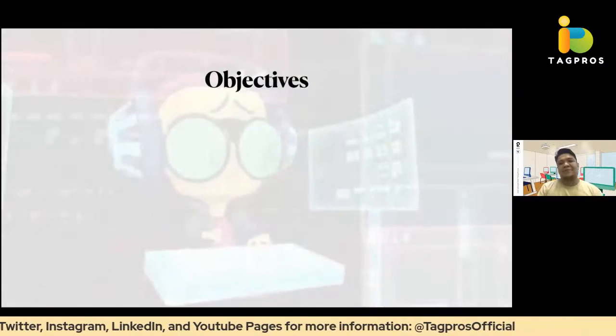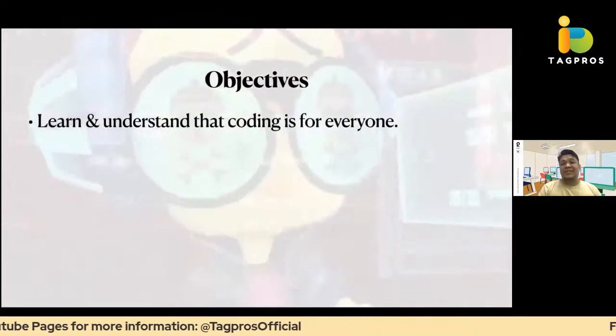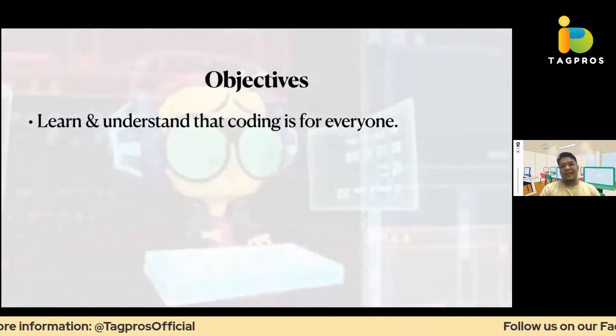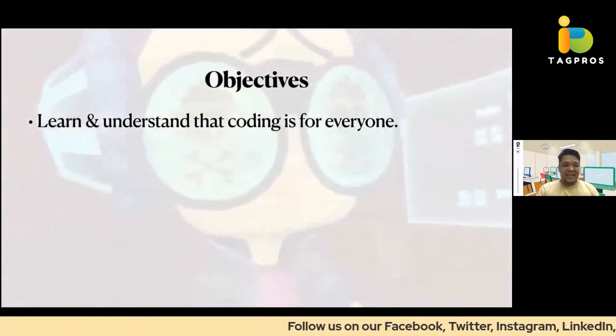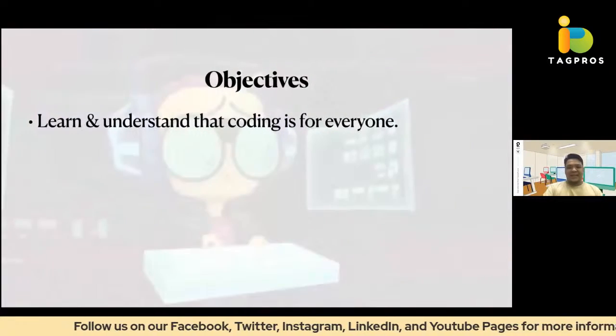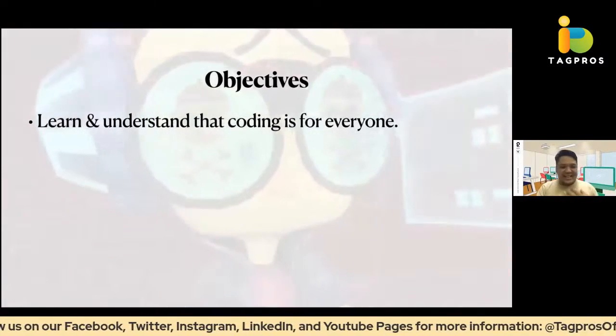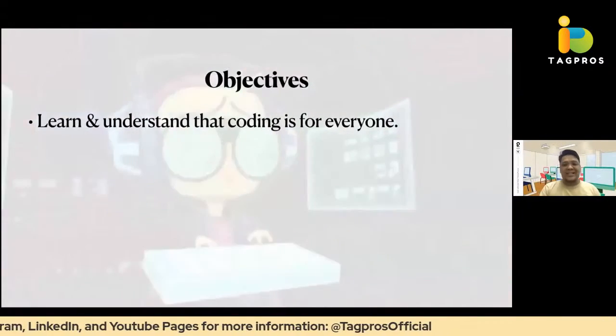Okay, so I'll start first with our objectives. Number one is to learn and understand that coding is for everyone. Yes, it's for everyone. You don't have to be a genius to do coding. You just have to be determined. Kumbaga, you just need a tiyaga, no? You just have to be determined to finishing your projects.